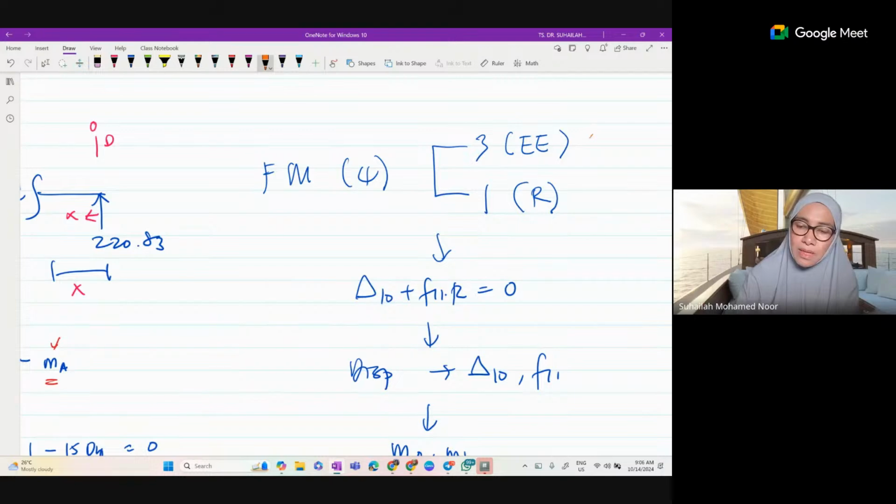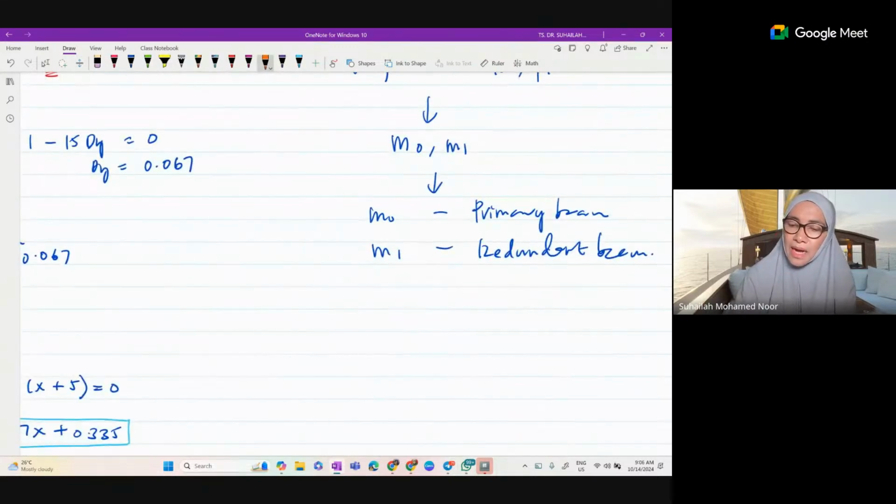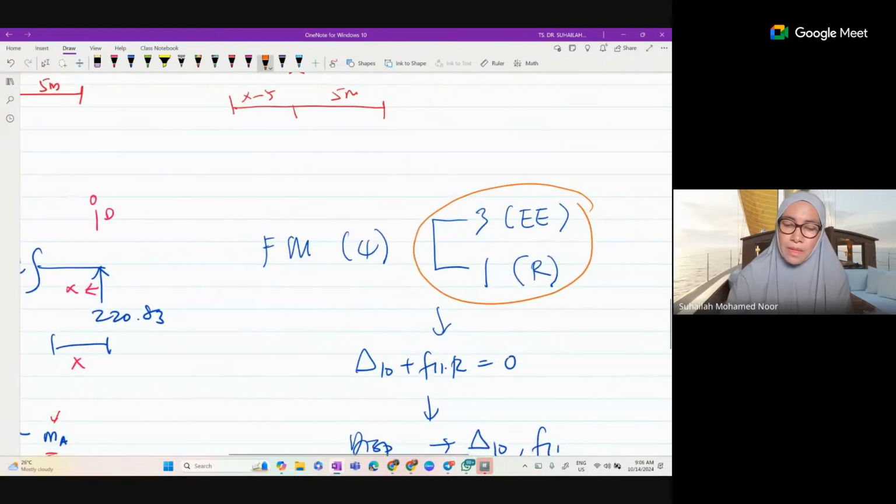This is the goal. This is the objective of using flexibility method. Kita start daripada mana? Start daripada analysis of primary beam, analysis of redundant beam. Okay, start daripada primary beam, start daripada redundant beam. Start dari bawah. So di sini kita begin. Step kita begin here. Ini kita punya goal, ini kita punya end.